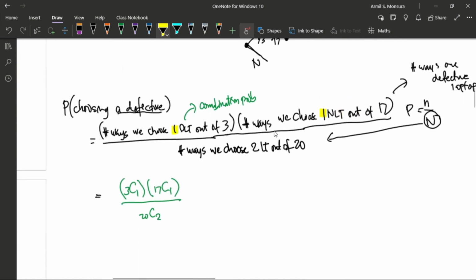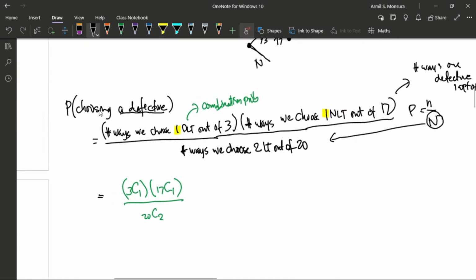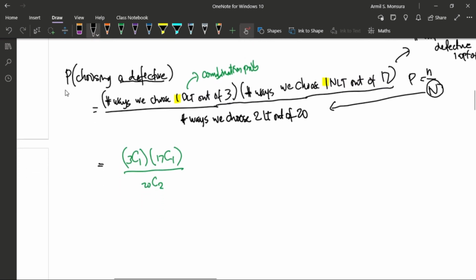Pansinin nyo. Say for example, let's have the problem as this: the probability of choosing all non-defective laptops.